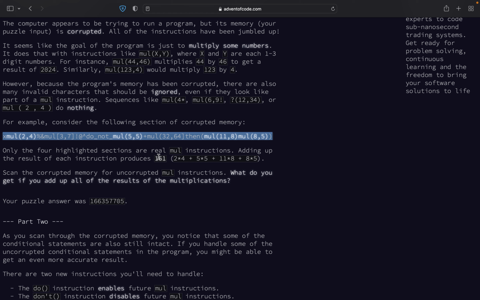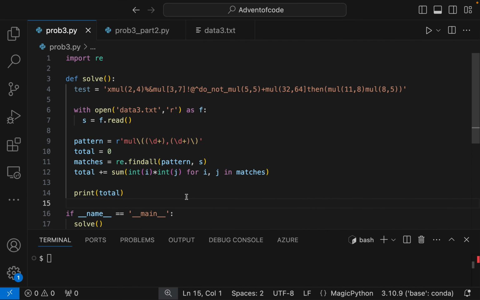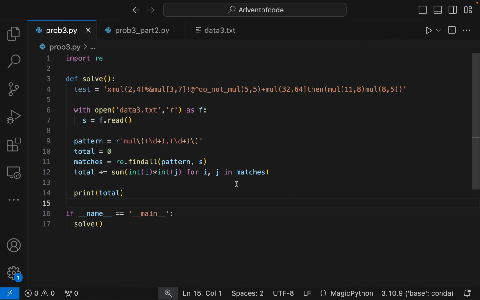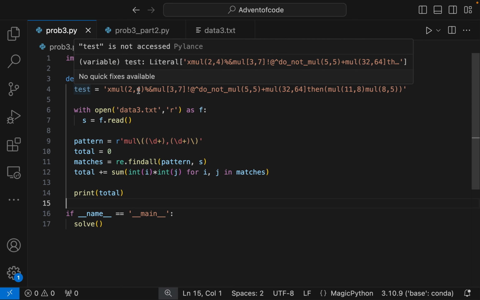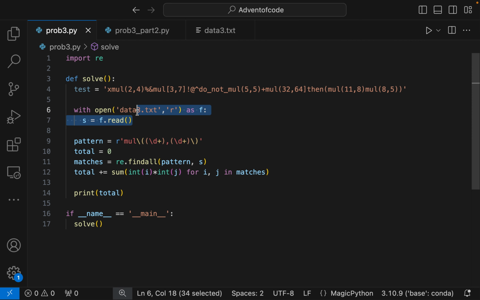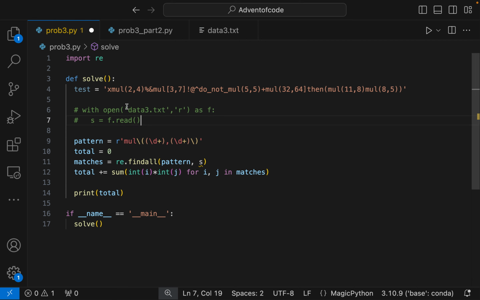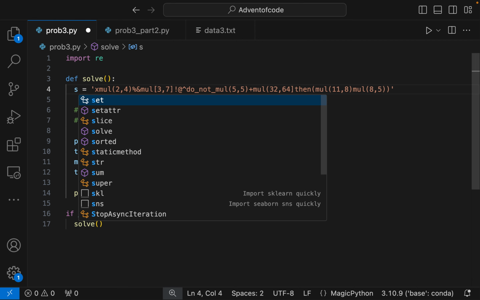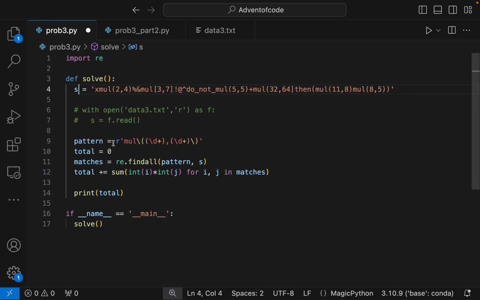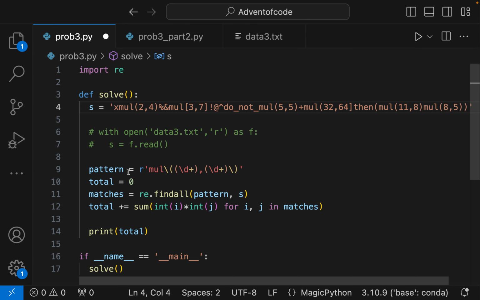So this was just maybe a brush up for regular expressions. So let's go over how I did it. The test string is here. Let's comment out this one; this was the input that they gave me. For now, we'll just call this S. The key to this problem lies entirely in this pattern and importing the regular expression library from Python. So let me just go over this pattern here.